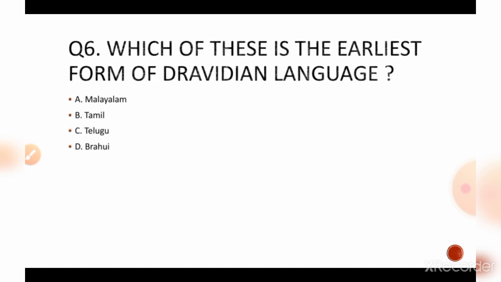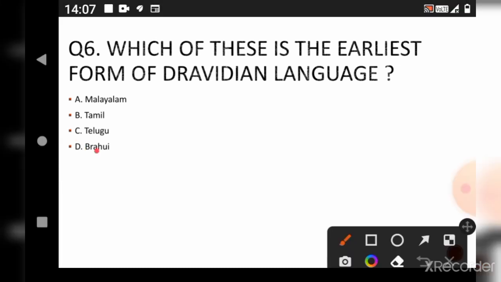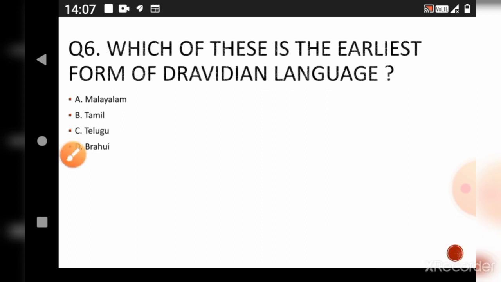Now, the next question is, which of these is the earliest form of Dravidian language? The question is particularly from the Dravidian language family. So, what should be the answer? Among Malayalam, Tamil, Telugu, and Brahui, many of us feel that Tamil might be the earliest, but the answer is D. The answer is D, Brahui.